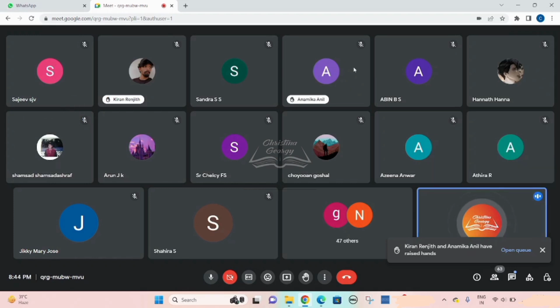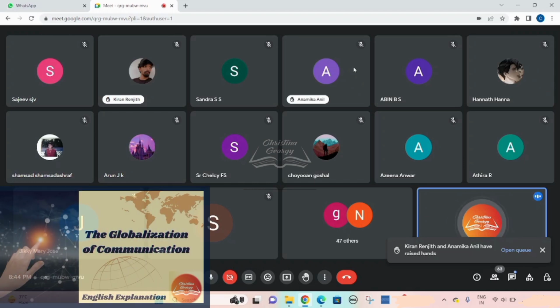With respect to Unit 2, it is titled The Globalization of Communication, a Global Village. If they ask you a question on the globalization of communication, there is no probability of there being an essay question from Unit 2. If at all you receive a question, it would be a short note question regarding a global village or globalization.